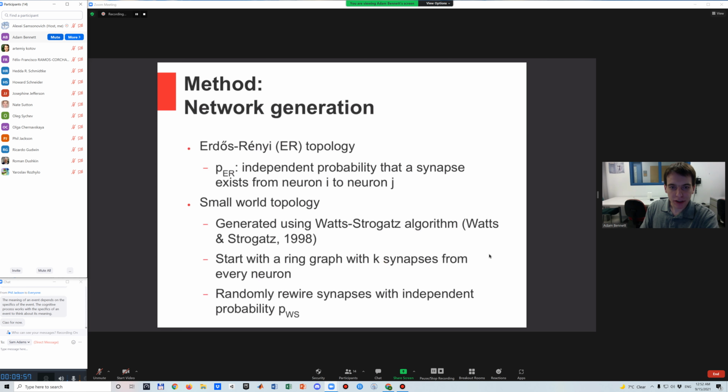For network generation, the Erdos-Renyi networks are pretty simple to generate. You have a single parameter P_ER, which is just the independent probability of generating a synapse from one neuron to another. We don't deal with self loops in this paper, so neuron A won't have a loop to itself, for example. The small world topology is a little more complicated. We use the Watts-Strogatz algorithm, where you start with a regular ring network, and then you have a chance of perturbing each of the links. So this results in two parameters. You have K, which is the number of outgoing synapses you have from every neuron in the initial ring network. And then you have P_WS, which is the probability for a synapse to be rewired.